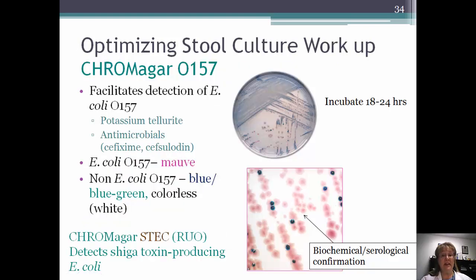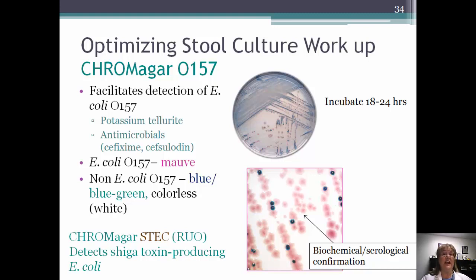There is also chromogenic media that's approved in the United States for E. coli O157. Again, much more selective than your conventional sorbitol MacConkey. And again, your E. coli O157 are the mauve colonies that can go straight to identification and serologic workup.